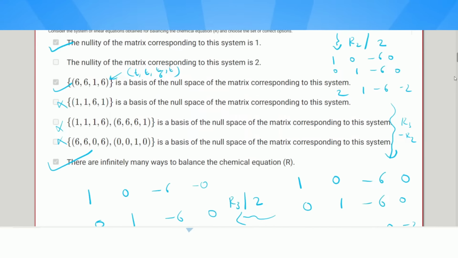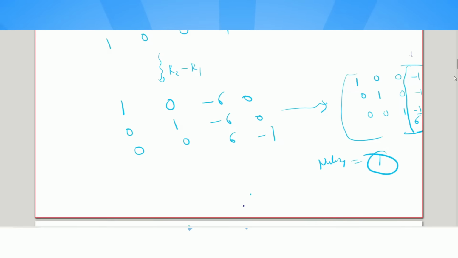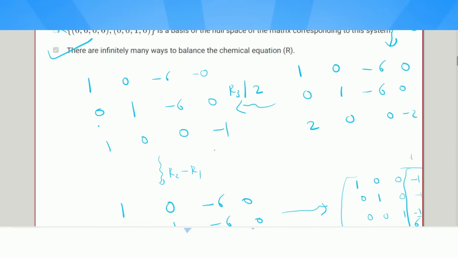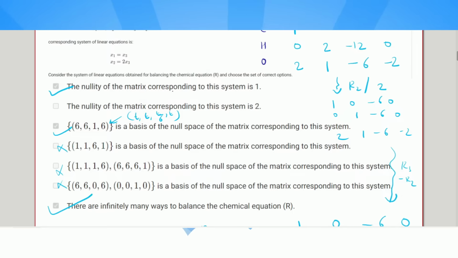Let's see. The nullity of the matrix will be one. This is the basis of null space. Basis of null space. What will be null space? If the independent variable will take the t, then x1 will be t, x2 will be t, and x3 will be t by 6, and x4 will be t. So it will be t comma t comma t by 6 comma t, and 1 by 6 comma 1. So it will be 6 and 6 by 6 1.